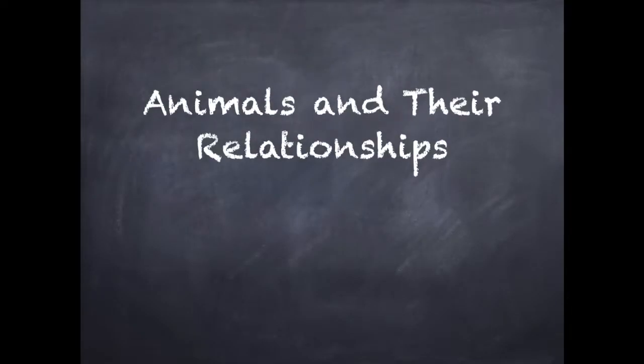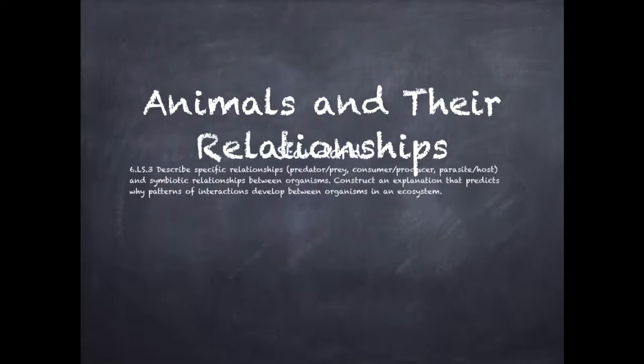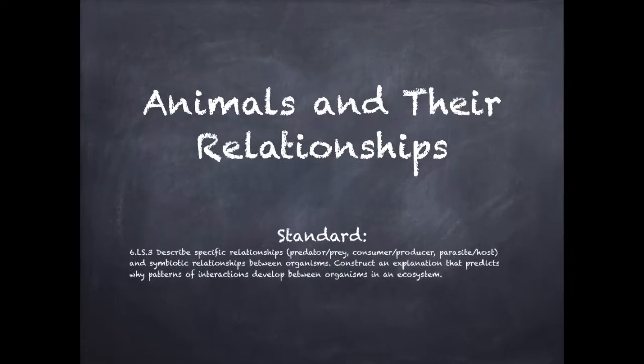Alright everyone, get those worksheets out. Today we're going to be talking about animals and their relationships, focusing on the standard 6.LS.3. Describe specific relationships, predator, prey, consumer, producer, parasite, host, and symbiotic relationships between organisms. Construct an explanation that predicts why patterns of interactions develop between organisms in an ecosystem.